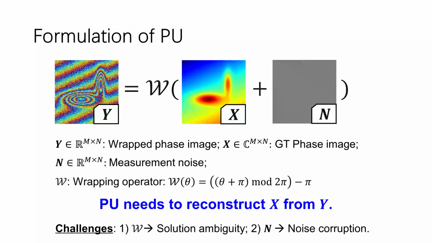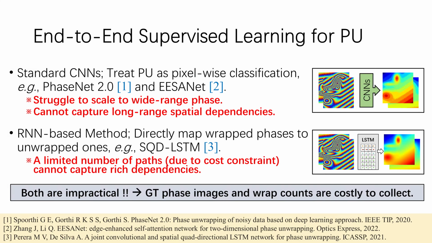Our work focused on noisy wrapped phase images, which is about solving a nonlinear inverse problem, y equals the wrapped version of x plus n, where y, x and n represent the wrapped phase image, true phase image and noise respectively. This task is challenging due to solution ambiguity caused by wrapping and noise corruption caused by n. Conventional PU methods use reliability guidance or specific filters, but their capacities for complex pattern and noise are inferior to supervised learning methods that use paired data for training.